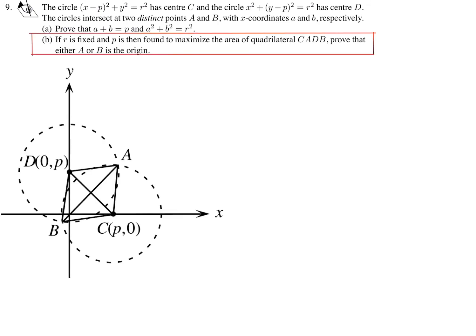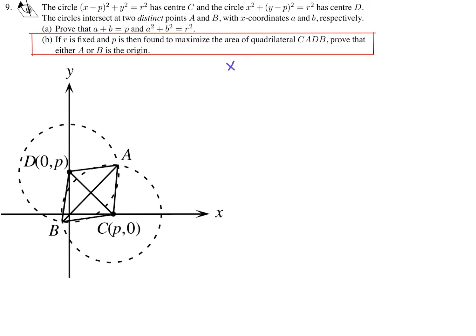9b. If r is fixed and p is then found to maximize the area of quadrilateral CADB, prove that either A or B is the origin. So here's a diagram that's blown up a little bit to illustrate this question. Hopefully this diagram will help. And let's now just concentrate on these formulas.